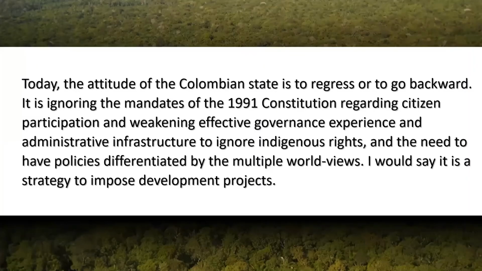Today, the attitude of the Colombian state is to regress or go backwards. It is ignoring the mandates of the 1991 Constitution regarding citizen participation, and weakening effective governance experience and administrative infrastructure to ignore indigenous rights, and the need to have policies differentiated by the multiple worldviews. I would say it is a strategy to impose development projects.